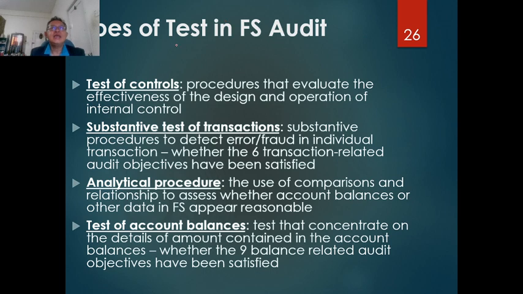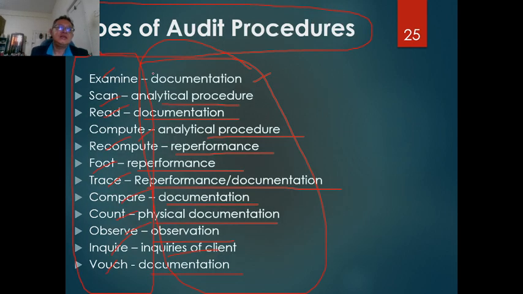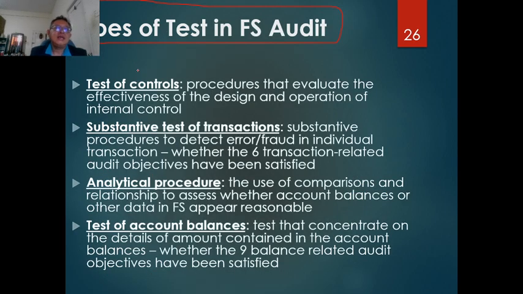There are several types of financial tests in audit. You can do the audit procedure through what we have discussed just now, through examine, scan, and until watching. But there are several types of financial audit you can do. One is test of control, which is actually the test of the level of the internal control. Substantive test of transaction is where you perform a substantive procedure to detect error or fraud in individual transactions, for example sales, purchases, and so on, whether the transaction-related audit objective has been satisfied.